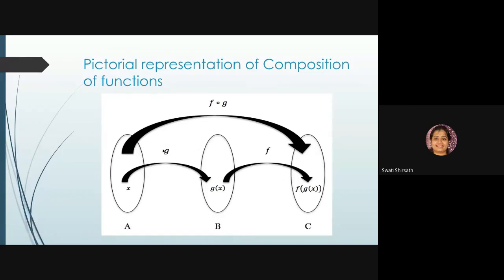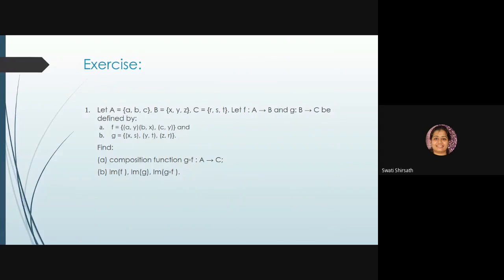This will always be reversed. For g of f, meaning from where to where will it go? It will go reversed from f, from here to here. g of f is there, so you should start from f and go to g. Okay. Is there any doubt? Solve this.